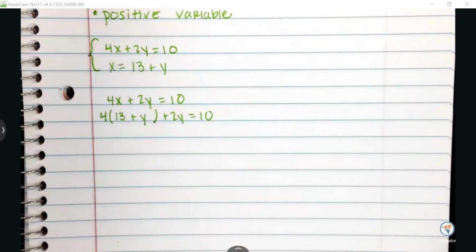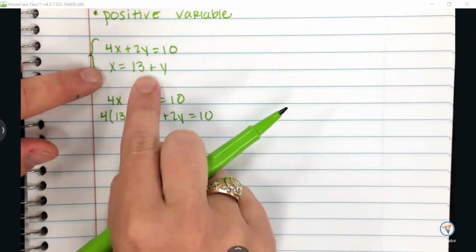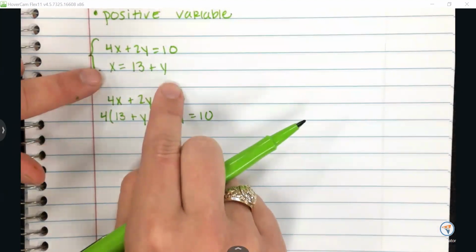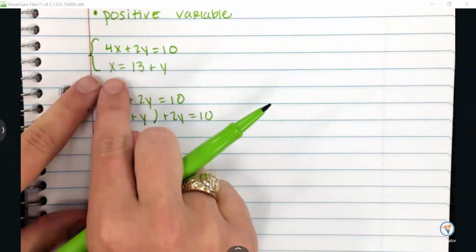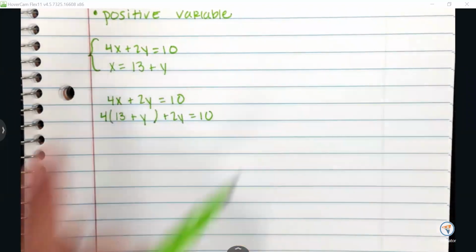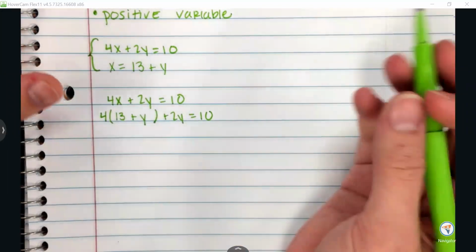Yes, ma'am. Yes, you can. So if this said y equals 13 plus x, then what letter would I be taking out? The y. So you have to look and see what letter it tells you. Okay, good question.